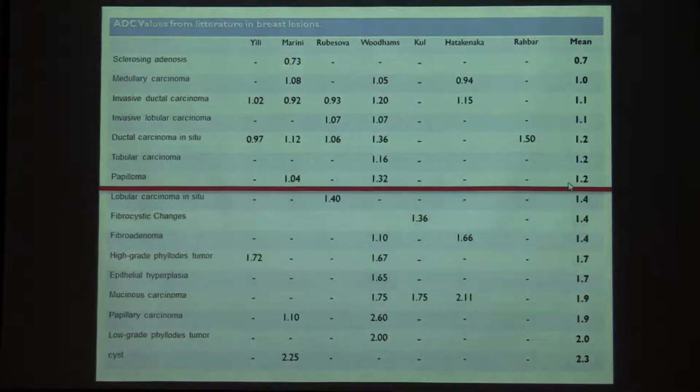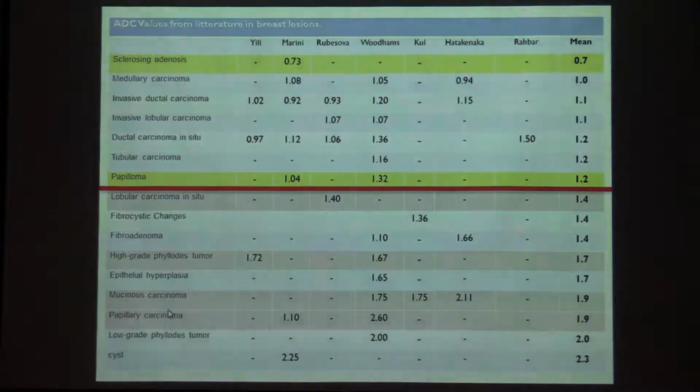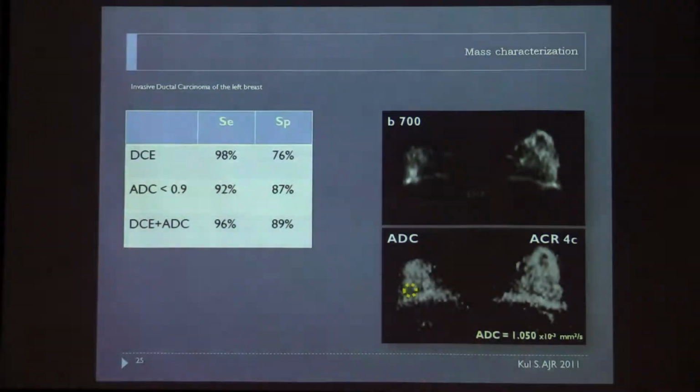All the lesions with a lower ADC are supposed to be malignant and on this side of the graph, and all benign lesions are supposed to have a higher ADC, higher than 1.2, and are supposed to be here. And if you look, there are many benign lesions with a lower ADC than 1.2, and you have a lot of cancer with a higher ADC than 1.2. So this is not perfect.